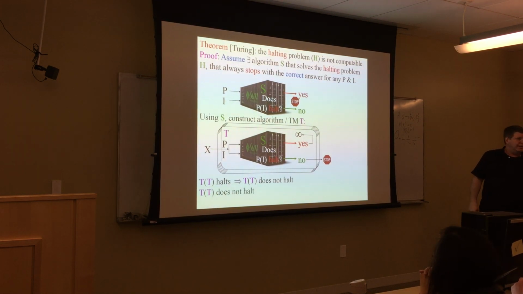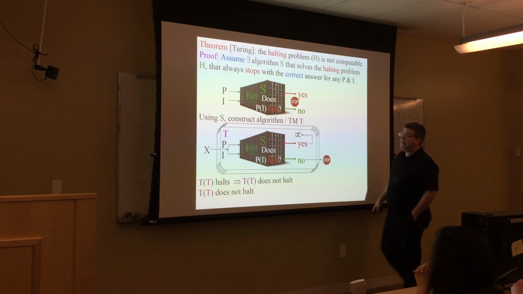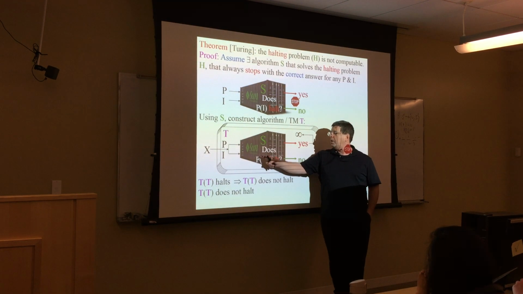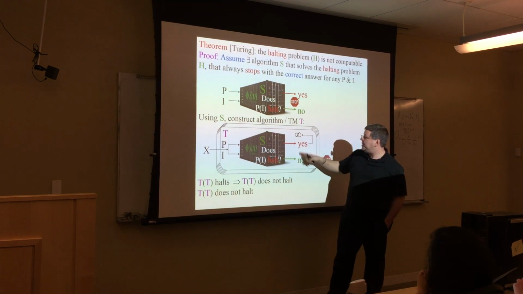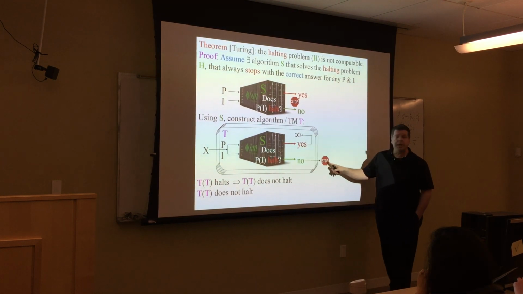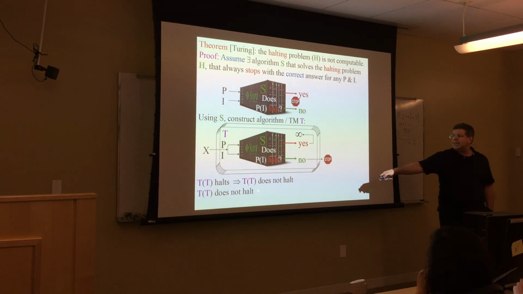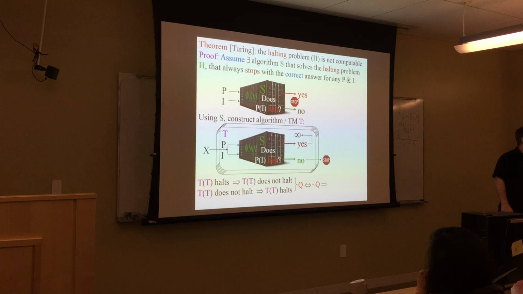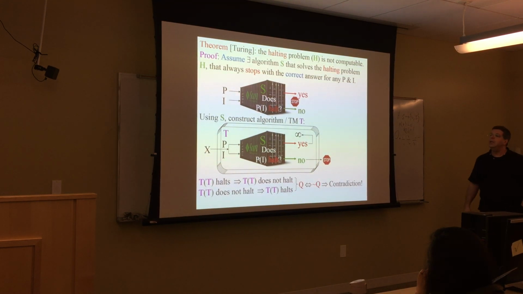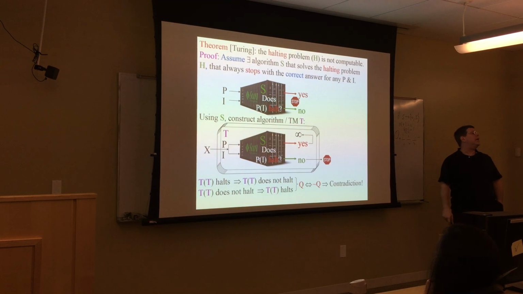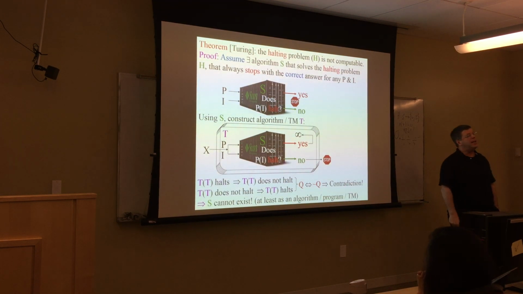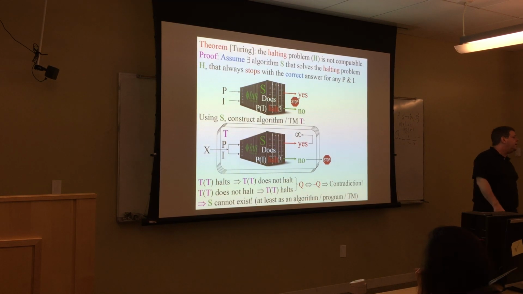On the other hand, the only other alternative is that T on T does not halt. If T on T does not halt, P will be equal to T, I will be equal to T, same as before. S will determine that T on T does not halt and say no, in which case T will see that no and immediately stop and halt. So if T on T does not halt, T on T will halt. That's a very bad day, because now we have a logical contradiction. We have something in the form Q if and only if not Q. T on T will halt if T on T does not halt. That's a contradiction, so one of our assumptions was false, because this clearly cannot happen. T on T cannot halt and not halt at the same time.